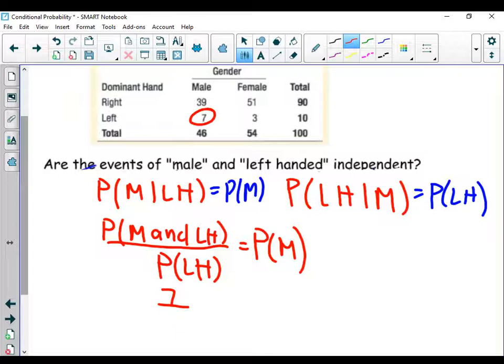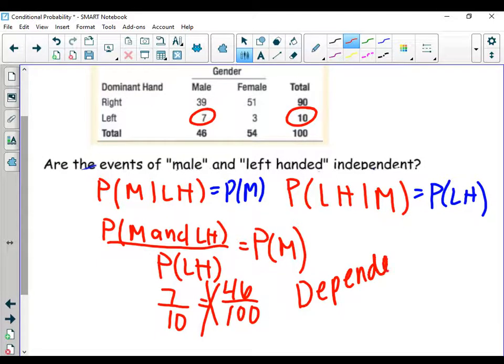Okay, over the probability that they're left-handed, this table is real nice because they do the totals for you. Not that y'all can't add 7 plus 3. All right, so 10. And let's check out the probability that they're male. Okay, so what's my probability that they are male? 46 out of 100. Are those equivalent? No. So these are dependent events. Okay? That's how they want you to prove.